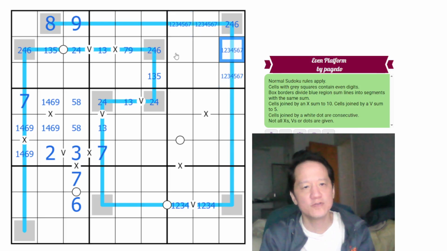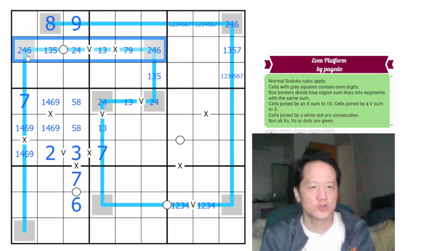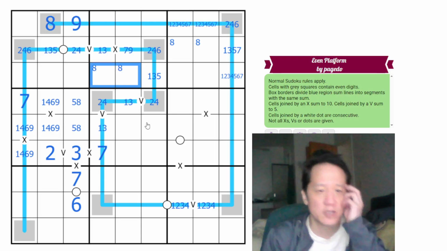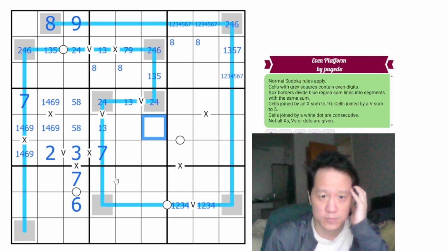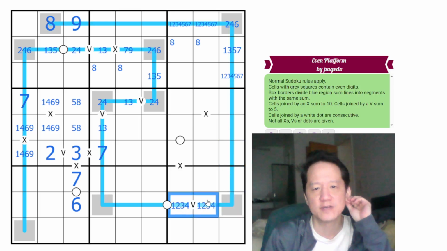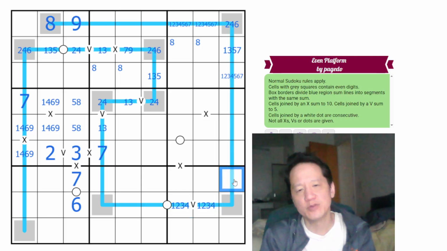But this can't be 2, 4, or 6 because of the 2, 4, 6 triplet in row 2, which eliminates 2, 4, and 6 in the rest of the row, whereas 8 is also in this row. It has to be one of these two, which means 8 has to be one of these two here. This adds up to 17. This adds up to 5, so therefore this adds up to 12, because 17 minus 5 is 12. Therefore, it could be 3, 9, 4, 8, or 5, 7, but it has to have an even digit, so it must be 4 and 8.